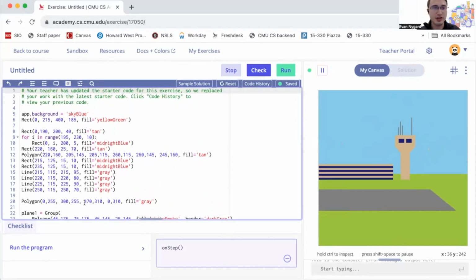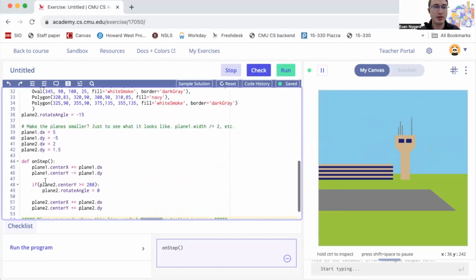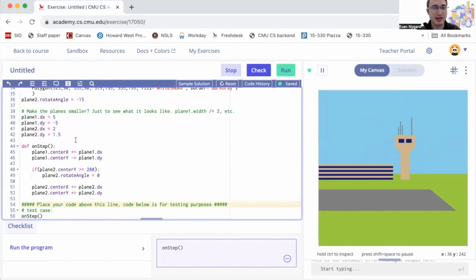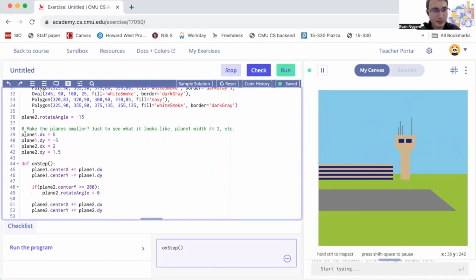So first of all, we want to just double check the code. This is all drawing code, so it doesn't look to be a problem. More drawing code. And now it looks like this is what is causing some of the trouble. We've got plane1.dx equals 5, plane1.dy is -5, plane2.dx equals 2, and plane2.dy is 1.5. And then we have our on step where we play with these dx's and dy's.